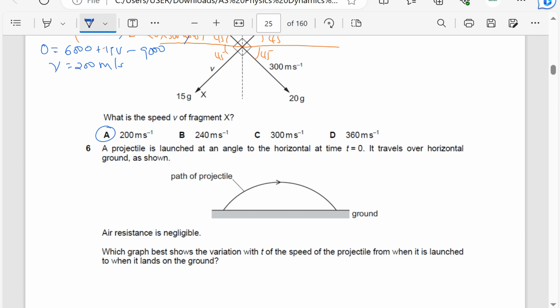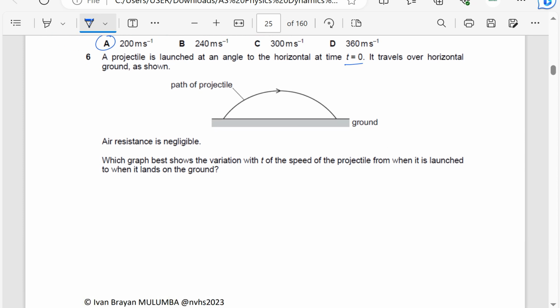A projectile is launched at an angle to the horizontal at time t equals 0. It travels over horizontal ground as shown. Air resistance is negligible, so it means the acceleration is the acceleration due to gravity. Which graph best shows the variation with time t of the speed of the projectile from when it is launched to when it lands?